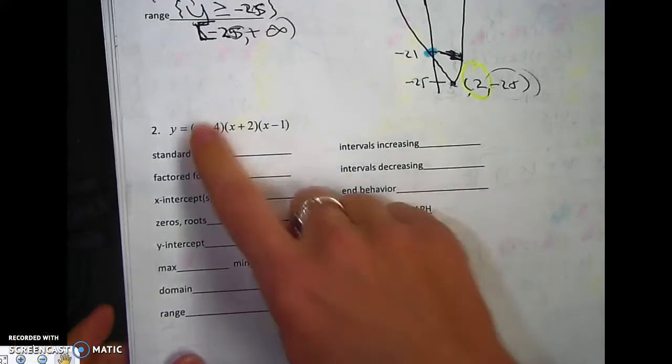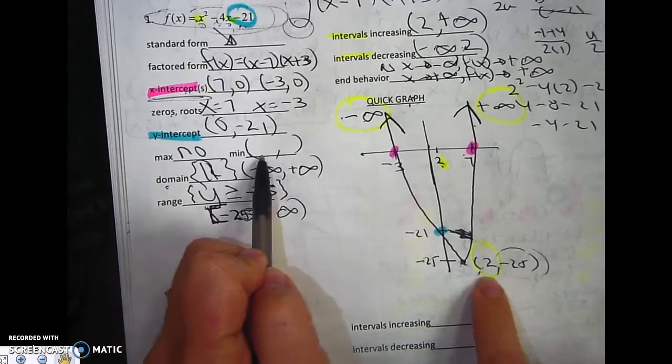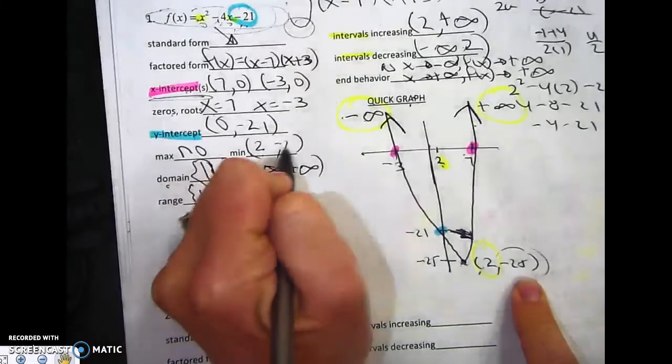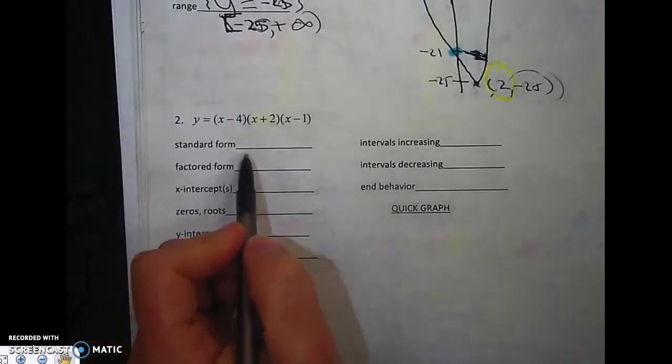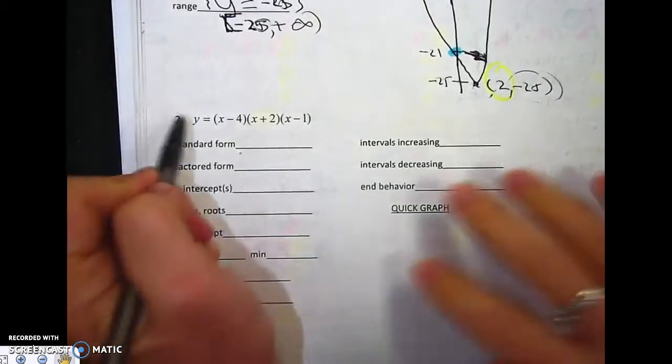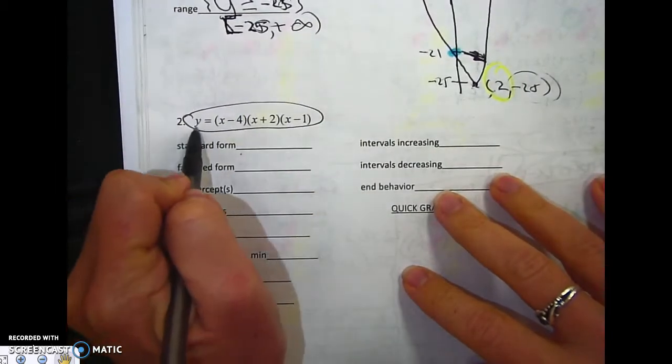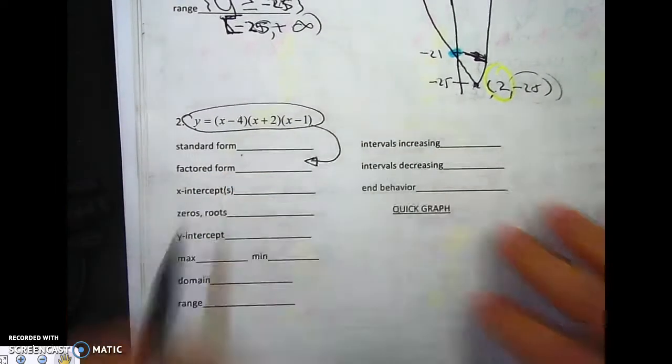Let's look at number 2. But before I look at number 2, I want to tell you I forgot to state the minimum. And the minimum is 2, negative 25. Okay, standard form. In order to figure this out in standard form, I have to multiply it out. But let me take this and say that that is the answer in factored form.